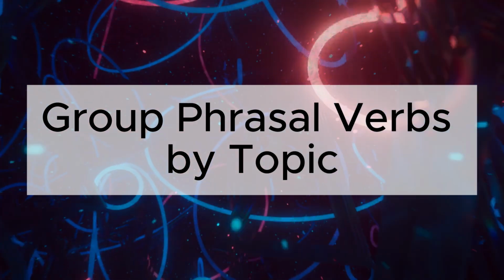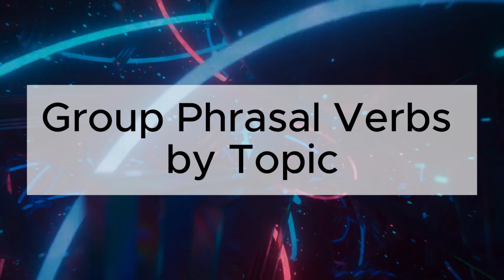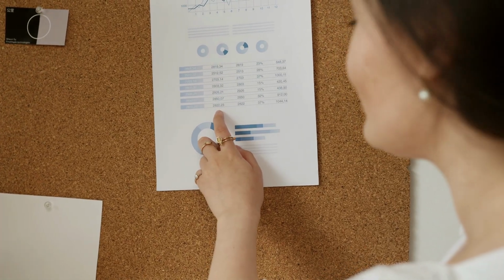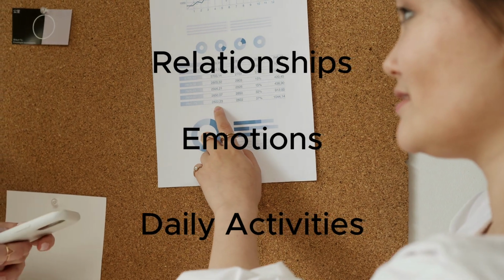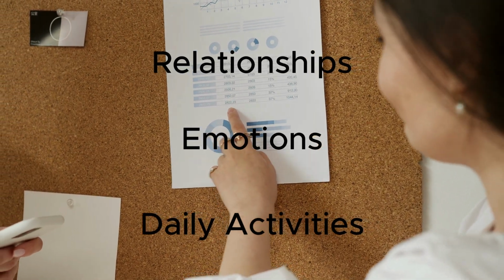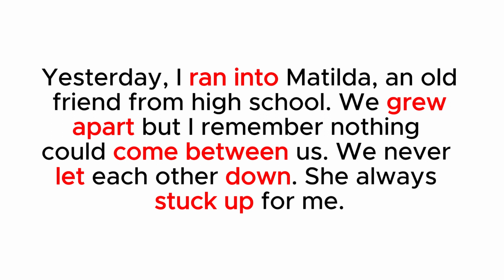Another great approach is to group phrasal verbs by topic. By organizing them around common themes like relationships, emotions, or daily activities, students can see how these verbs are used in context. This not only makes learning more relatable, but also encourages active use of phrasal verbs in conversation and writing. An example that a student made was, yesterday I ran into Matilda, an old friend from high school.